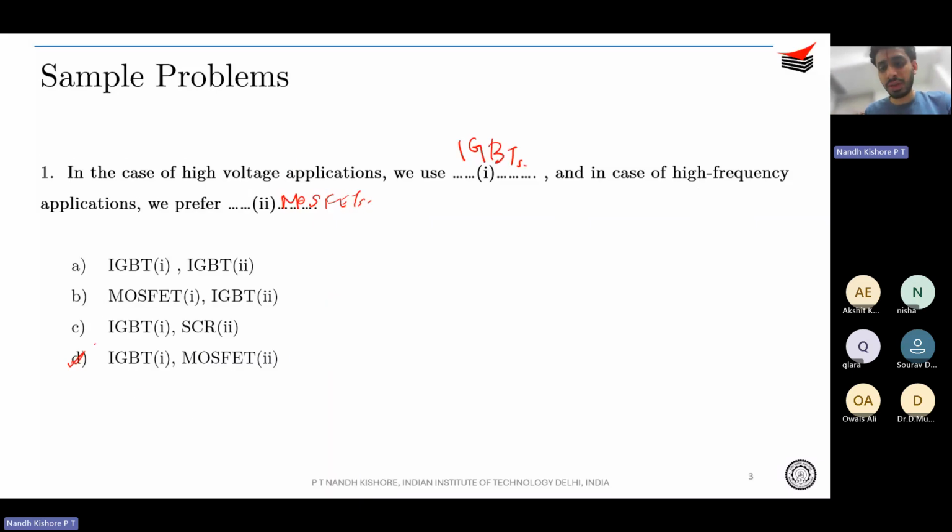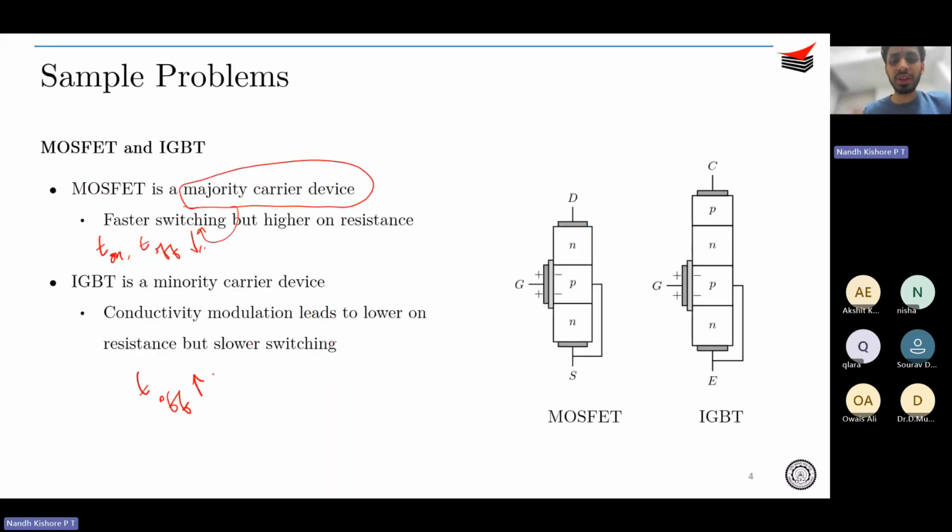Why is this, right? So if we go through the internal structure of the device, you understand that MOSFET is a majority carrier device, right? So if it's a majority carrier device, it can allow faster switching times, right? So you know that T on and T off, or in our case, let's call it TR, that is the rise time, and the fall time TF. So in our case, the TR and TF are going to be very small. But the point is, if your switching times are small, you can go for higher frequencies.